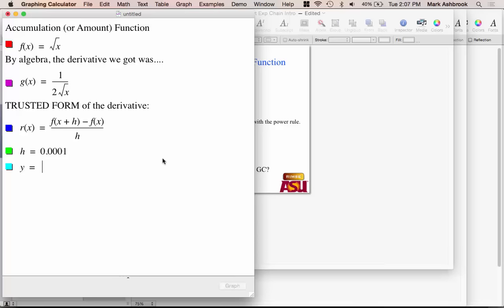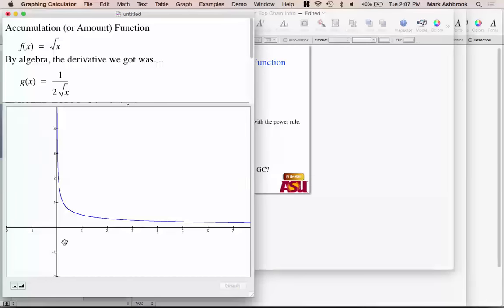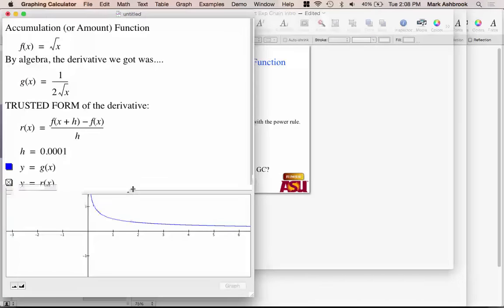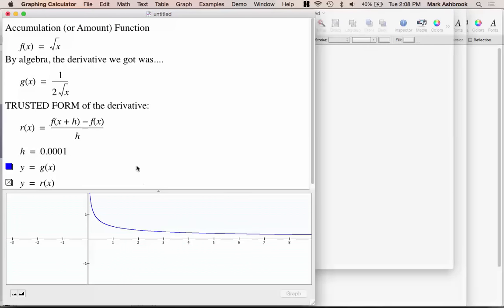G and R, right? So we're going to graph G of x. And I want to graph R of x. And let's do blue. And let's turn this one off. So here's what we got by, G is the one we got by algebra. There it is. And we want to see if we did the algebra right.